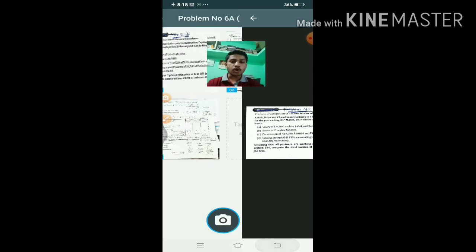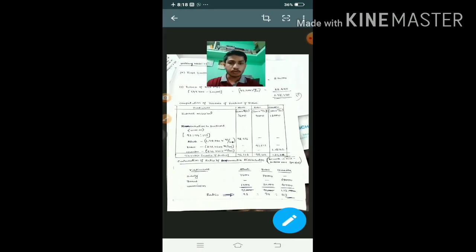Then how do we compute the remuneration ratios? We will calculate like this. Let's take these particulars: Ashok, Babu, and Chandru. Ashok is receiving a salary of 74,000, Babu is receiving 74,000, and Chandru is not receiving any salary, taken as nil. Bonus, only Chandru is receiving 78,000, and commission all are receiving 19,000, 20,000, and 45,000.